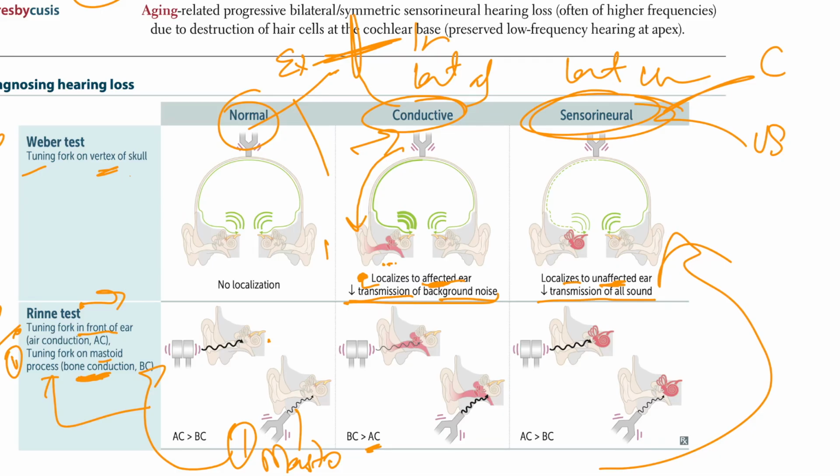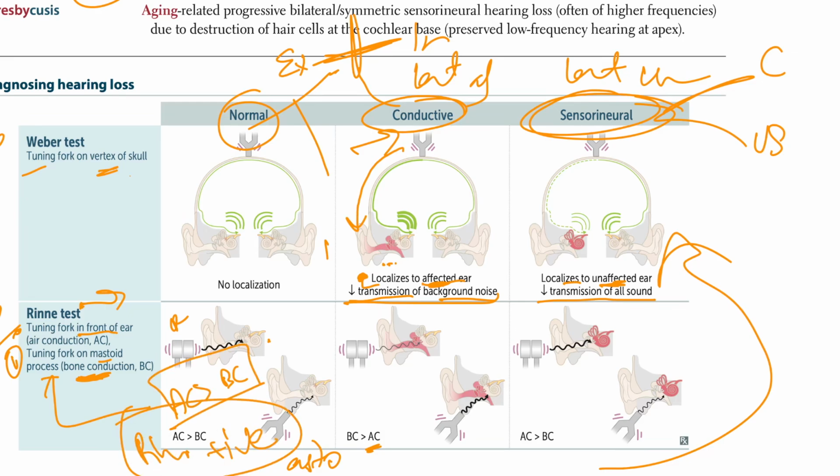If the patient hears the sound at this point, we say they have air conduction greater than bone conduction, because they stopped hearing the bone conduction earlier, before we moved here. So we call it air conduction greater than bone conduction. So it is Rinne positive, which is totally normal. It's a normal individual.